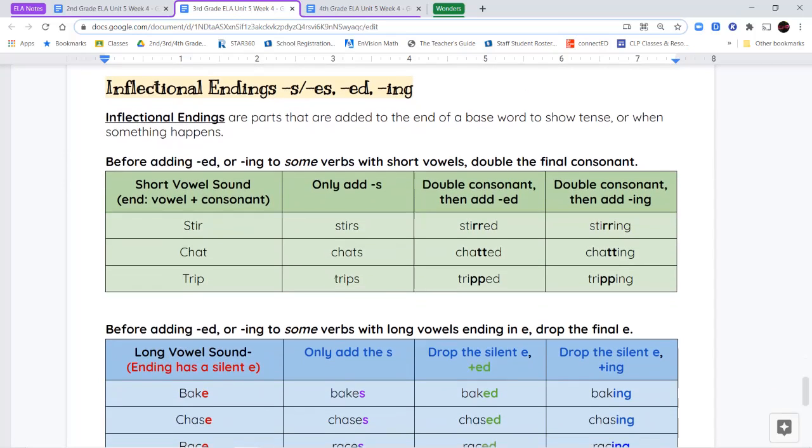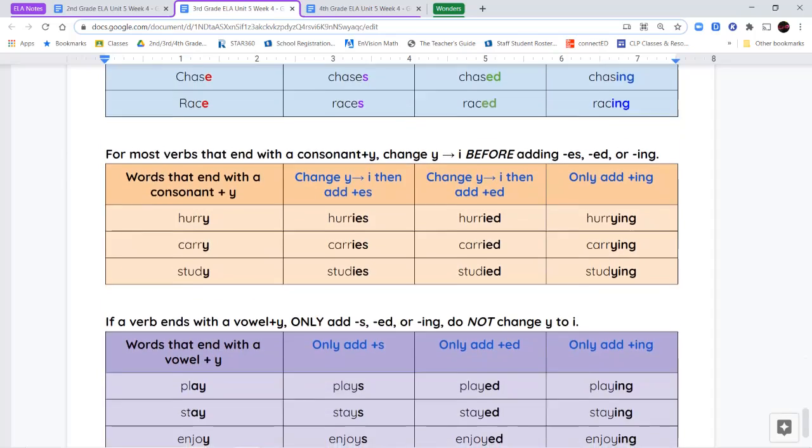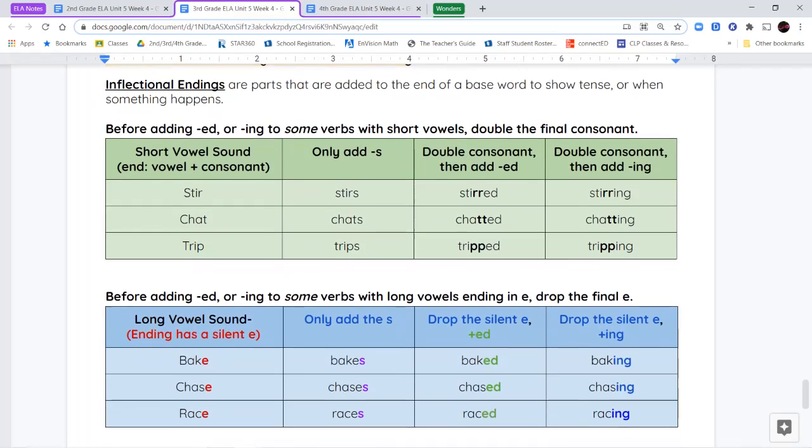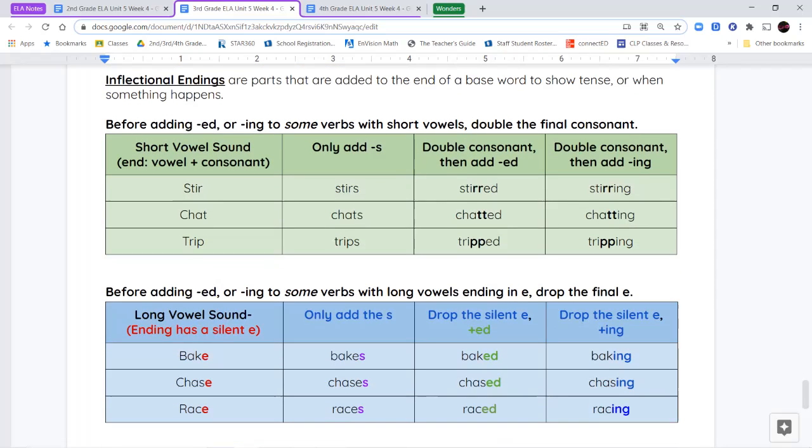Now we're also going to talk about inflectional endings that end with S or ES, ED, and ING. Now I know we went over most of these before, but I wanted to keep them all in one place for you. So the ones that we need to focus on are mainly these two bottom ones, but let's review the top ones first. So inflectional endings are word parts that are added to the end of a base word, and they show tense, or when, remember, tense is when something happens, past, present, future. So before we add an ED or an ING to some verbs that have short vowels, we double the final consonant. So what does that mean?